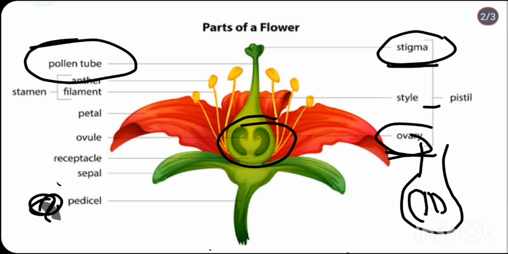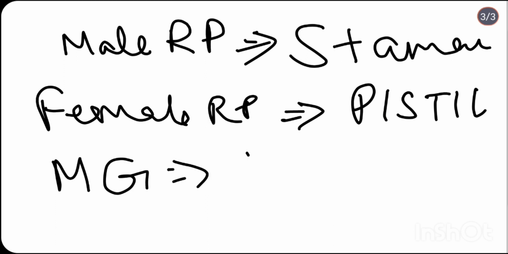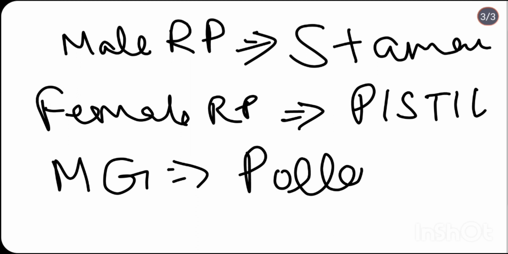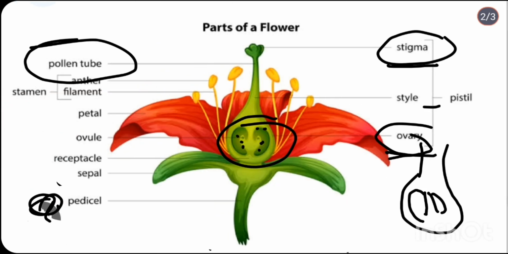So now these have some seeds or female gamete present in them, and these are known as ovules. So male gamete is equal to pollen grains, and female gamete is equal to ovules. Female gamete is ovules. Right?